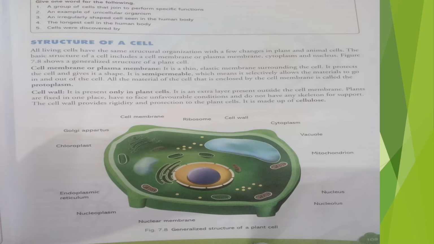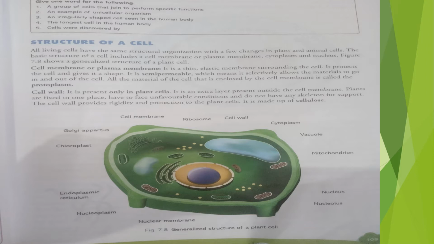All living cells have the same structural organization, with a few changes in plant and animal cells. The basic structure of a cell includes the cell membrane, or you can say the plasma membrane, then cytoplasm, and nucleus. In figure 7.8, the structure of a plant cell is given. So let's discuss the cell organelles, starting with the cell membrane or plasma membrane.